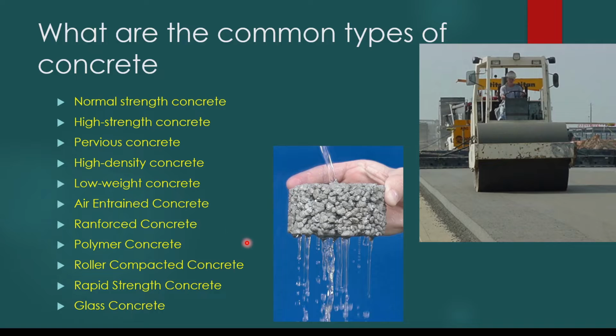Reinforced concrete, polymer concrete, roller compacted concrete, rapid strength concrete, glass concrete. Likewise, these can be categorized. There are other methods. There are different categorizations in the world based on the standard, and there are slight deviations when you categorize. For example, low heat concrete, sulfate resisting concrete. There are different types of categories, as I said, but this is also a categorization we can use when identifying the concrete types.